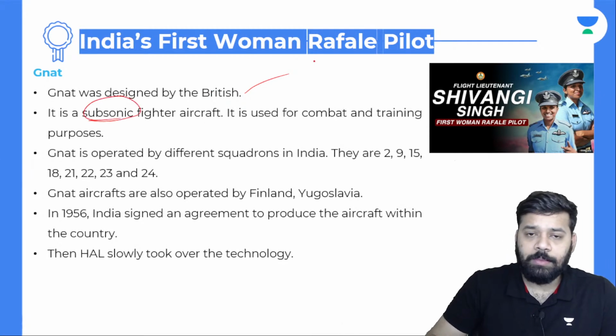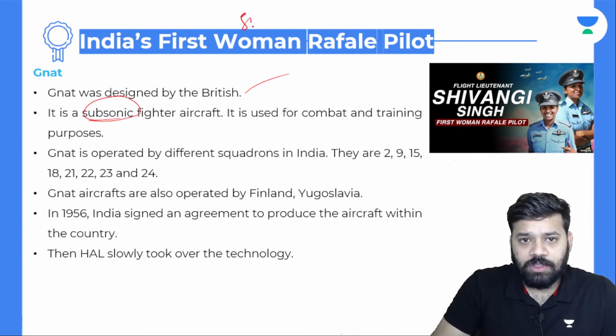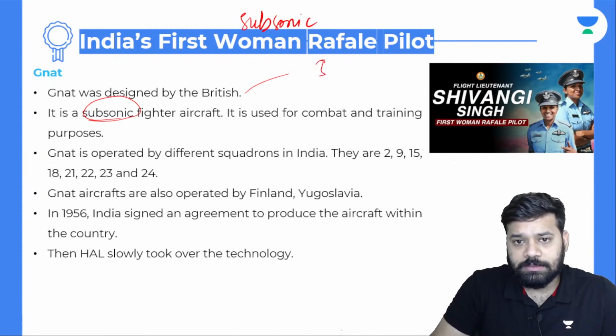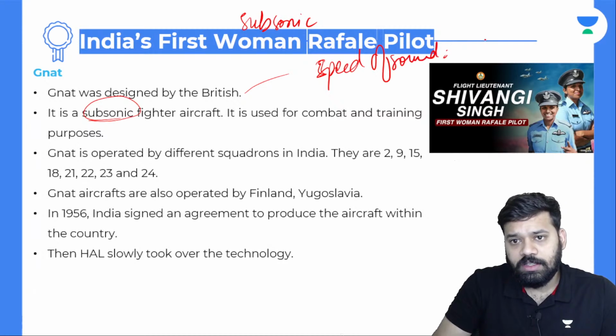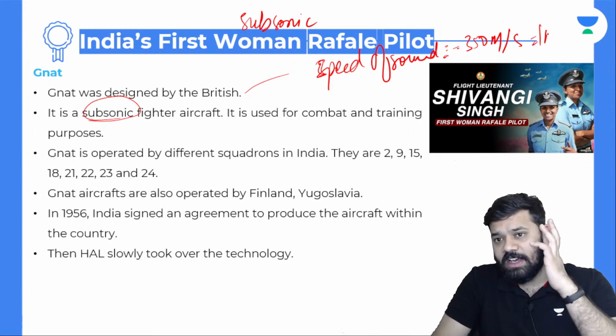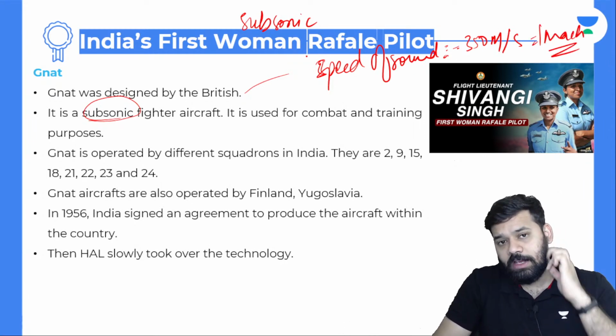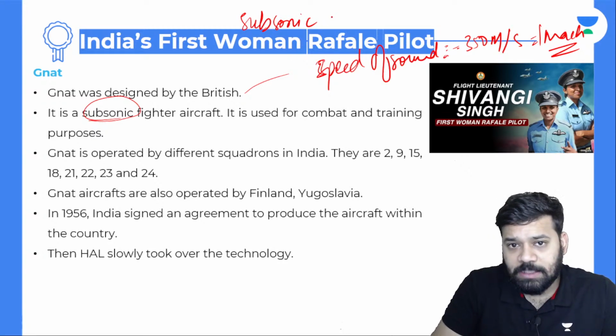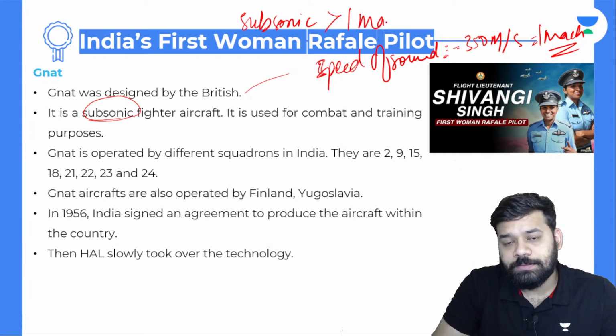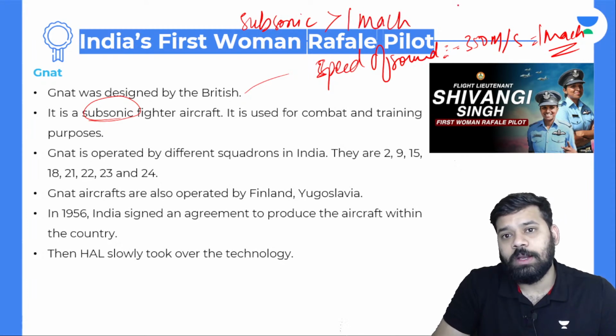So please do remember, what is subsonic? Subsonic, we know the speed of sound. The speed of sound is 350 meters per second, somewhere in and around that. This is considered as 1 Mach. So if it is subsonic, it is less than 1 Mach.